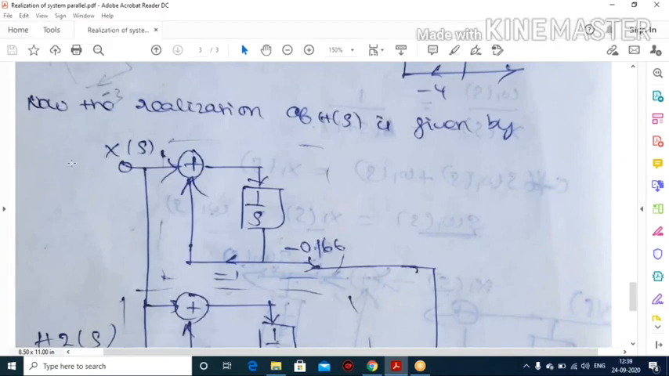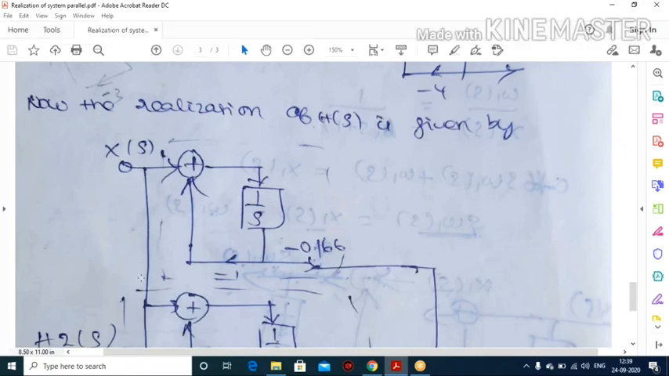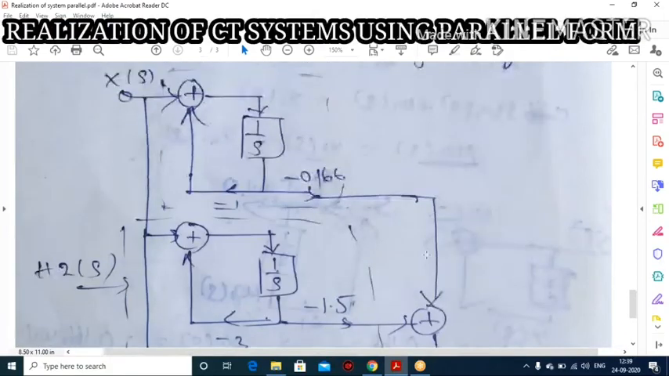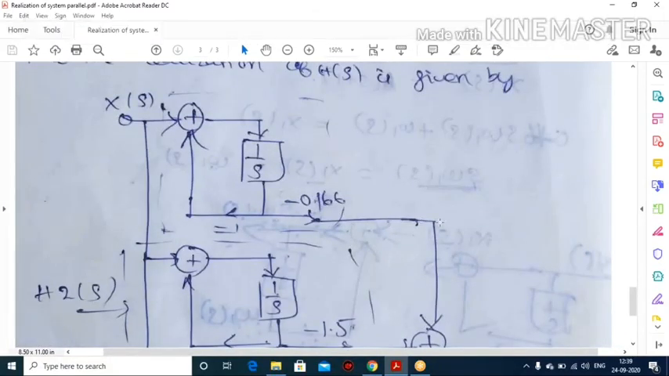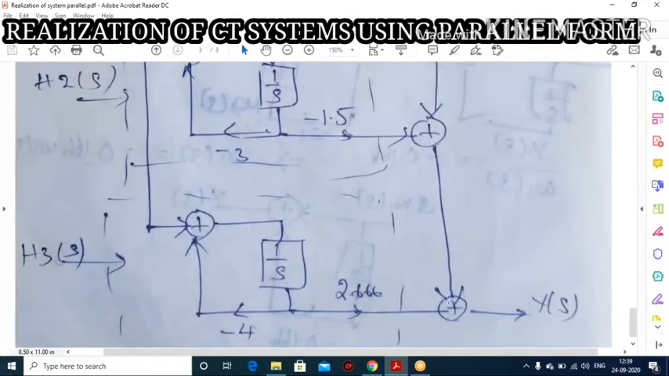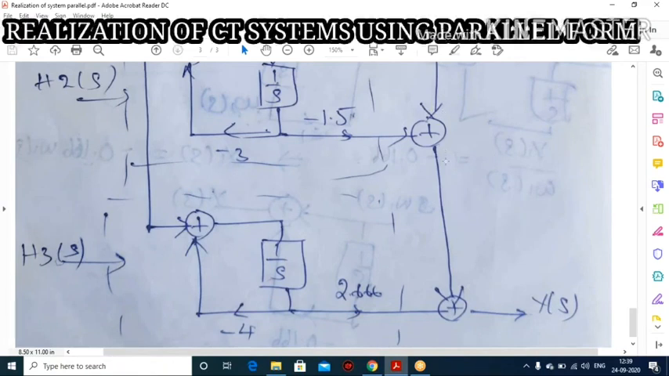So first I take x of s as the given input to the first subtransfer function. At this point itself, I take the common point and give it to the second transfer function and the third transfer function. Finally, here it produces output y1 of s. So I add one adder block here, plus y2 of s. Here I add one more adder block, plus y3 of s. This is equal to y of s. It means y of s equals y1 of s plus y2 of s plus y3 of s.